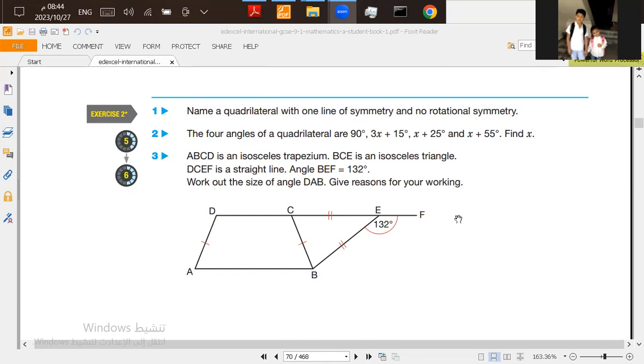Now, with no rotational symmetry and has one line of symmetry.